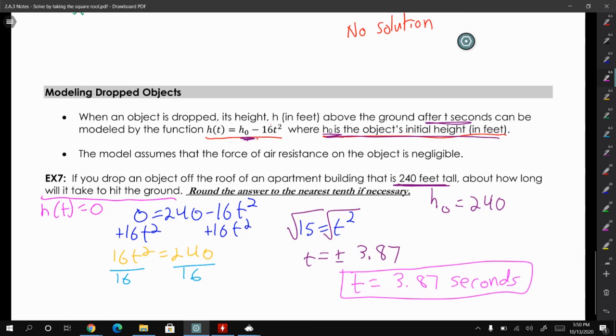That only applies really to word problems where you have to think and determine if the answer makes sense. All right. So this was just a brief introduction of solving quadratic equations by taking the square root.